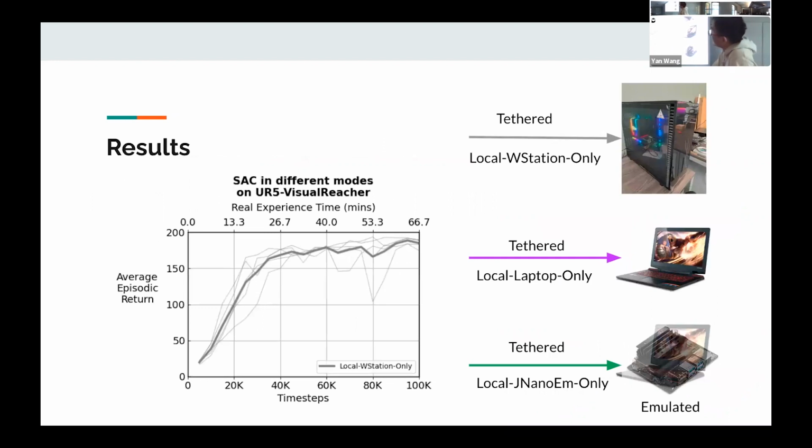So the result is shown in this figure. The x-axis is the time steps, and the y-axis here is the average episodic return. The gray curve here shows the performance of stack on the powerful workstation, referred to as the local workstation only in the figure. It attained the highest return among all results. Next, the purple curve shows the performance of stack on the laptop, referred to as the local laptop only.